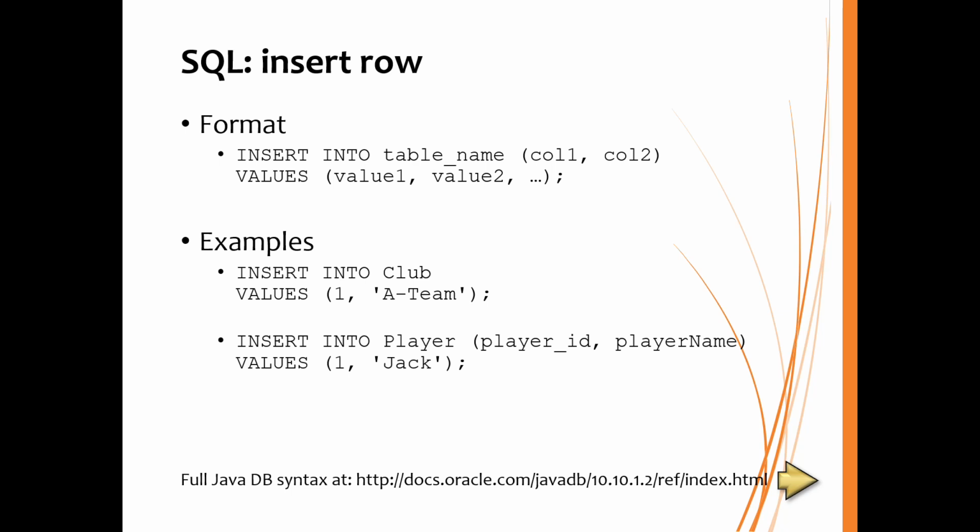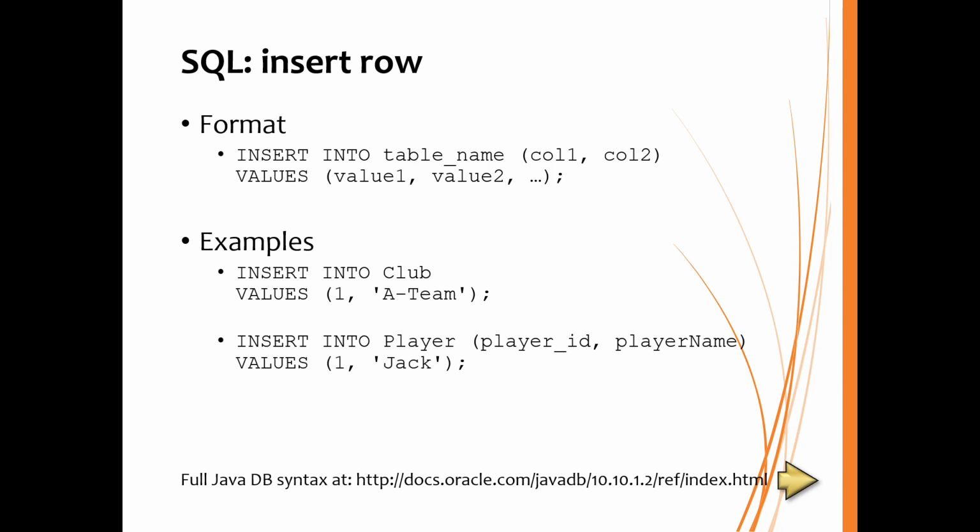To insert a row, we provide the table name and optionally some column names, followed by a list of values. Now, if we don't provide the column names, we must make sure that we provide a value for every single column in the order in which they exist in the database. On the other hand, if we don't want to use all the columns, or we want to provide the values in a different order from the way in which they were created, then we would do as shown here.